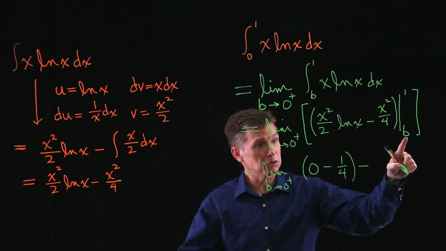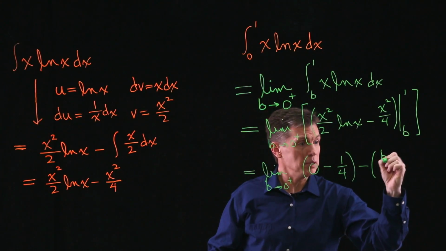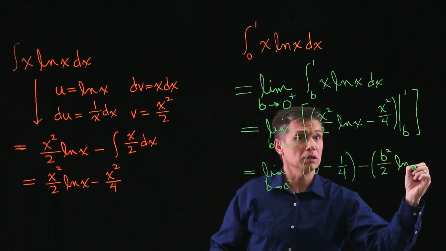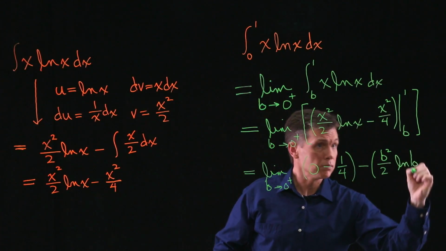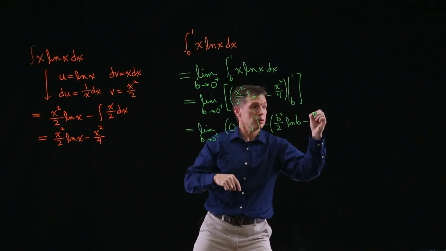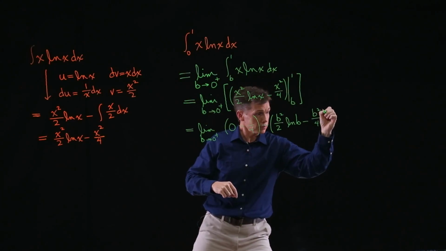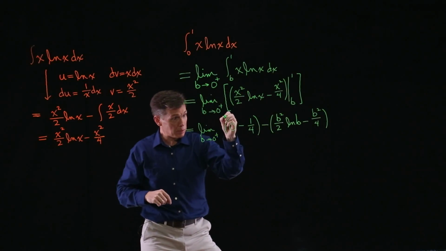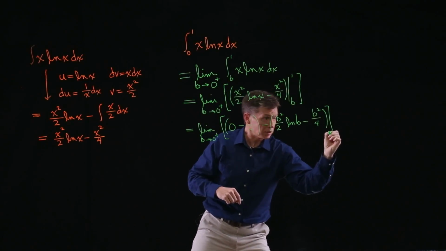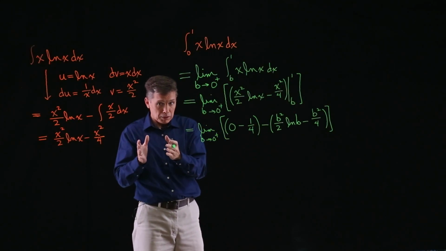integration. So I'll take this b and plug it in, parentheses, b squared over 2 natural log of b, subtract b squared over 4, and I'll again slap square braces around all of that because I still have to address that limit as b approaches 0 from the right, which I feel like I'm ready to do.